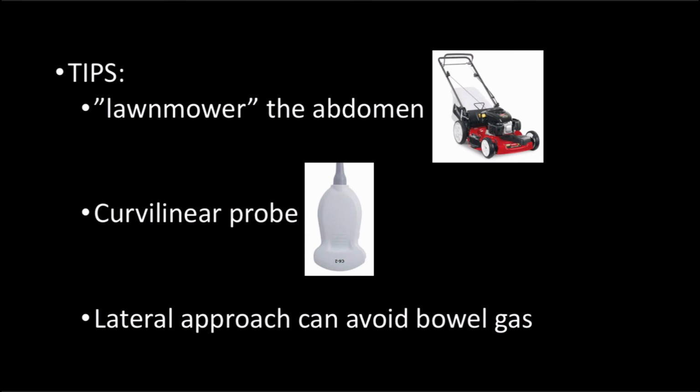In order to obtain the highest sensitivity, make sure to examine all parts of the abdomen. We recommend lawnmowering across the abdomen to make sure the entire abdominal cavity is examined. This means covering the entire abdomen to make sure no areas are missed. The curvilinear probe is often best in its ability to help displace bowel gas. Additionally, a lateral approach on the abdomen can help avoid any anteriorly located air.